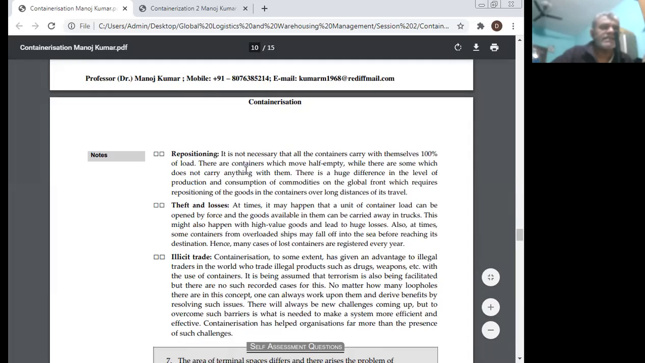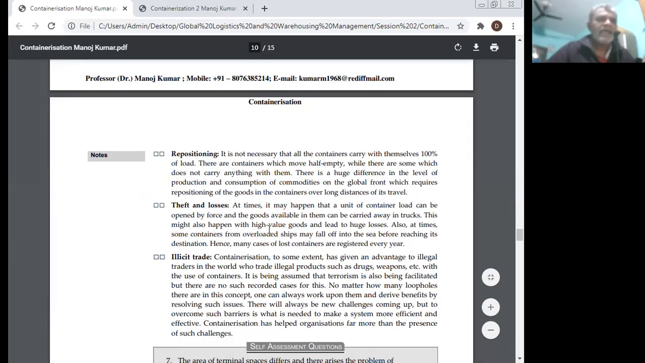Repositioning. It is necessary that all the containers carry 100% of the load. There are containers which move half empty, while there are some which do not carry anything with them. There is a huge difference in the level of production and consumption of commodities on the global front, which requires repositioning of the goods in the containers over long distances of travel.